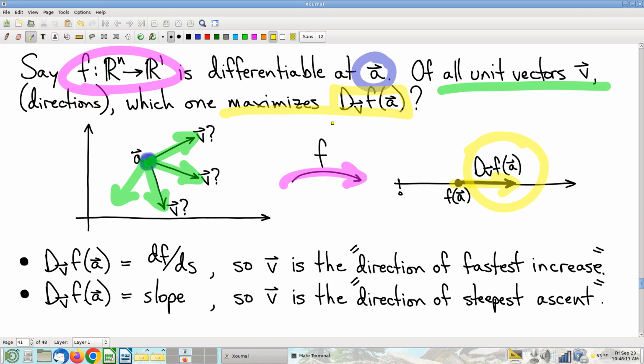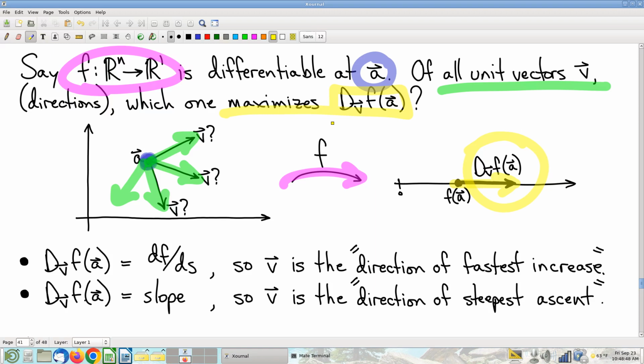So, why would we want to know such a thing? Here's an easy example. Maybe F represents temperature, and I'm here, and I'm cold. Well, which way do I walk to warm up as fast as possible? I don't want to walk away from the heat. I want to walk directly toward it. Which way do I walk so that my temperature increases as fast as possible? Reasonable question. And you can think of any number of different physical or applied motivations for why you'd want to do such a thing. All right. Does everybody understand the question?